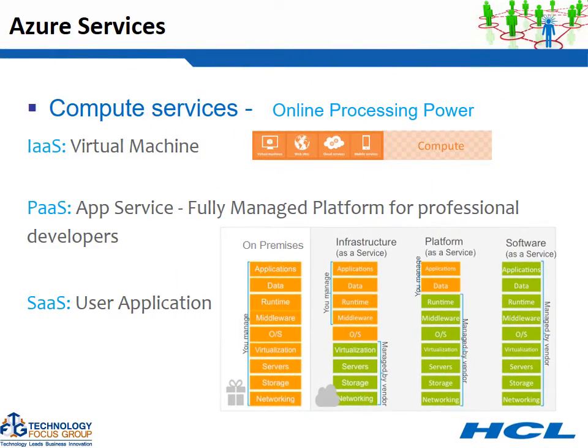We will now look at Azure services in detail. The first one is compute services. This is for online processing power. In terms of IaaS, we can consider it as a virtual machine. So instead of buying a machine, you can have an instance of a virtual machine which has a configuration as required by you. In terms of PaaS, the compute services are the application development services.